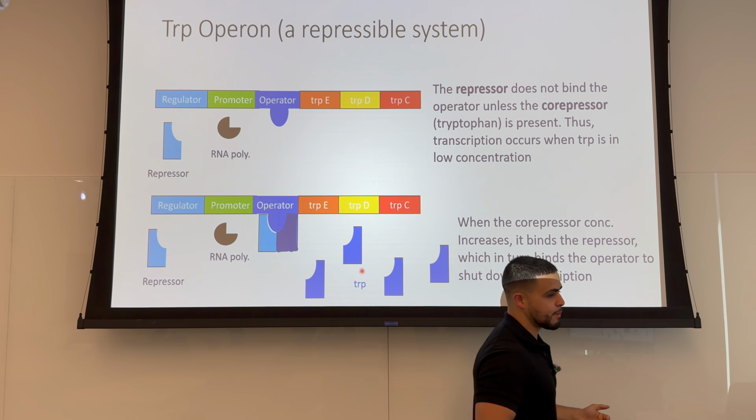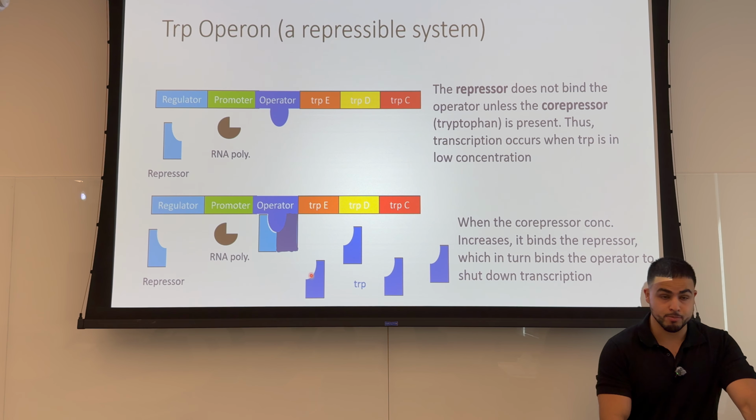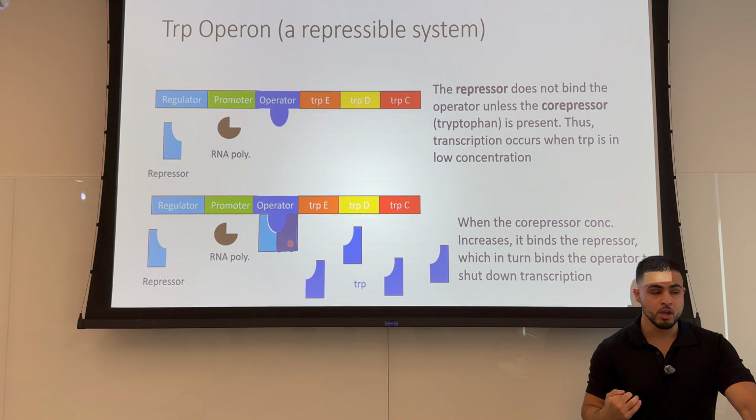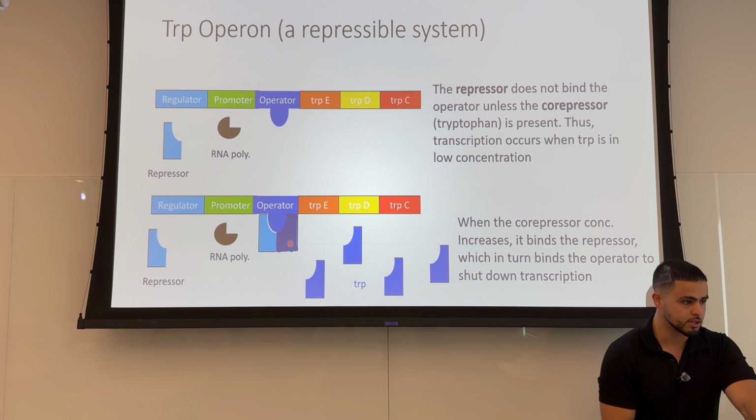So at some point, when the tryptophan concentrations rise to a certain level, the co-repressor, in this case tryptophan, will bind to the repressor, and then they will bind the operator, thus blocking RNA polymerase from carrying out its function. And that is why it is a repressible system, because initially it was running and then you had to add some new molecule to be able to repress it, which is tryptophan in this case.